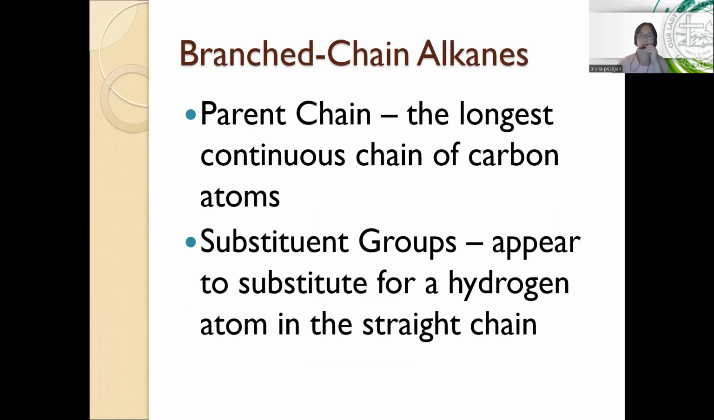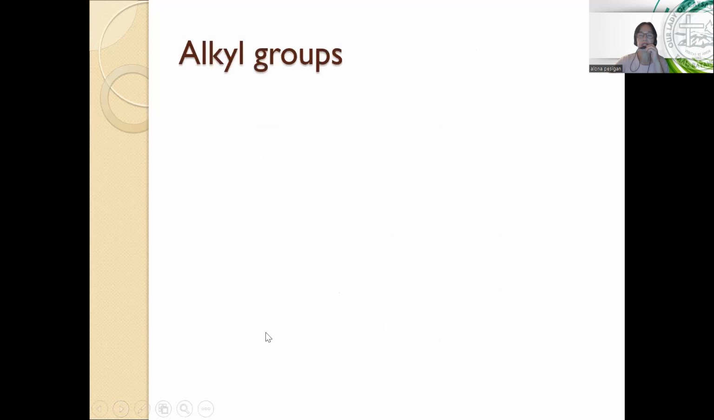So what do I mean by parent chain? The parent chain is the longest continuous chain of carbon atoms. And the substituent appears to substitute for a hydrogen atom in the straight chain. So the hydrogen is actually replaced by this substituent group. That substituent is actually called an alkyl group.